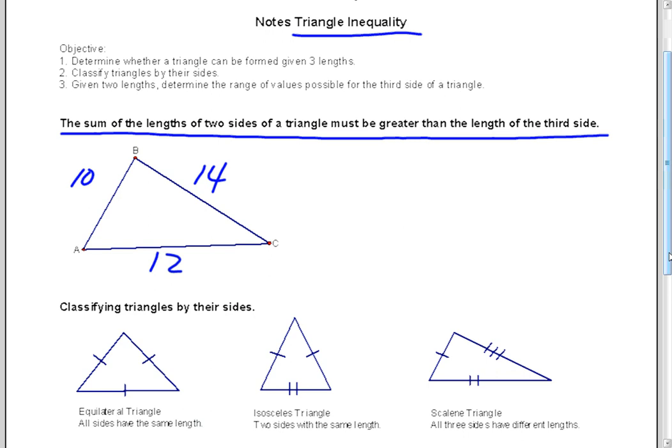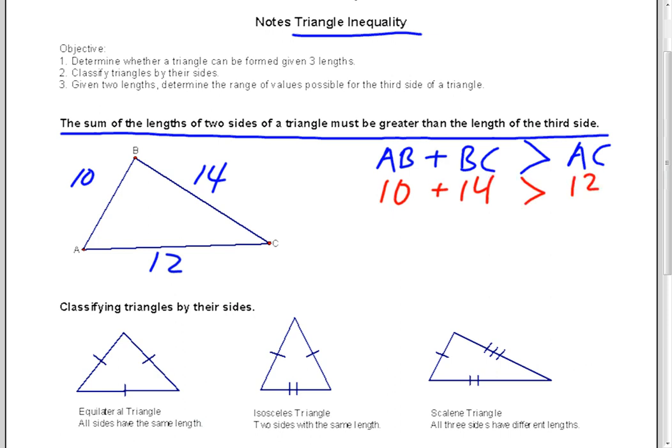If they make a triangle, then any two sides added up will be greater than the remaining side. So we'll start with AB plus BC is supposed to be greater than the remaining side. What's the remaining side? AC. Let's put some numbers in there. We've got 10 plus 14. Is 10 plus 14 going to be bigger than 12?